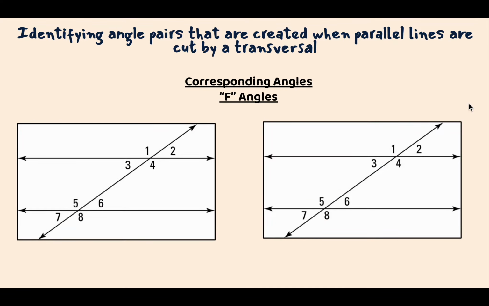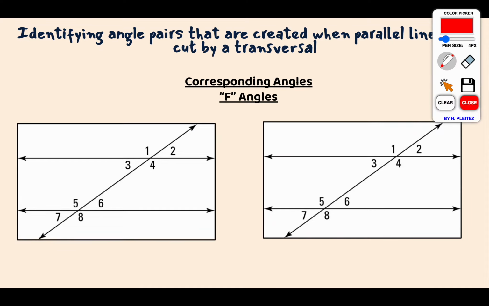All right, next angle pair are corresponding angles. So these we call F angles, and there are a lot of different ones here. We're just going to go over two of them. So the first thing you want to do, you highlight your transversal, and then you are making an F shape. Now what you need to do is look at these two angles here. So angle 4 and angle 8 are corresponding angle pairs.